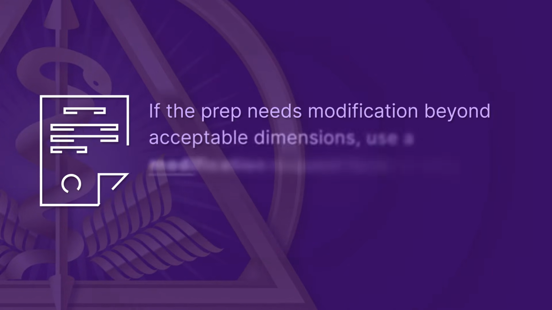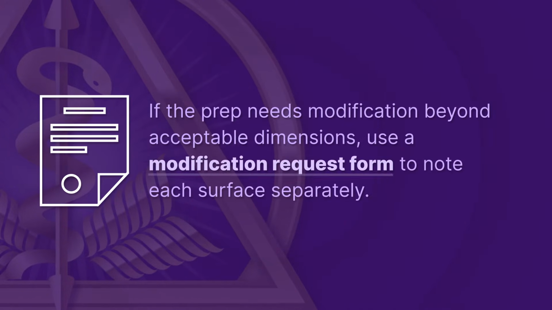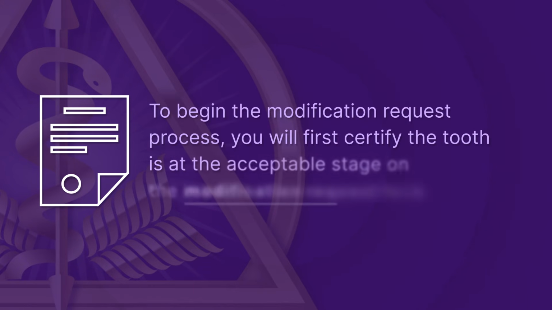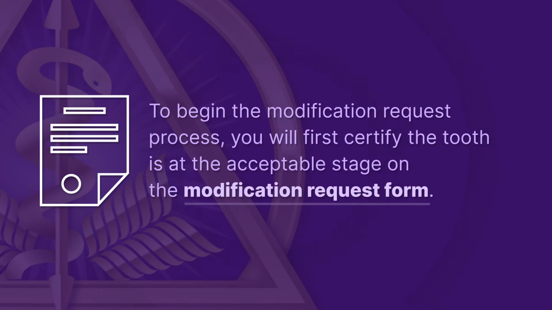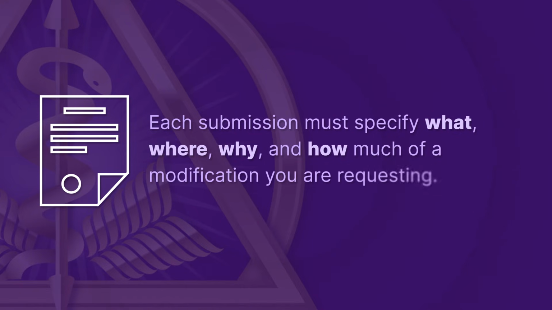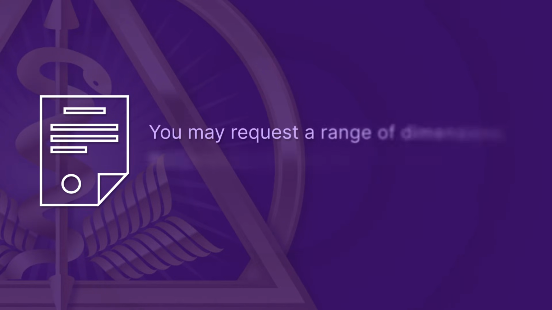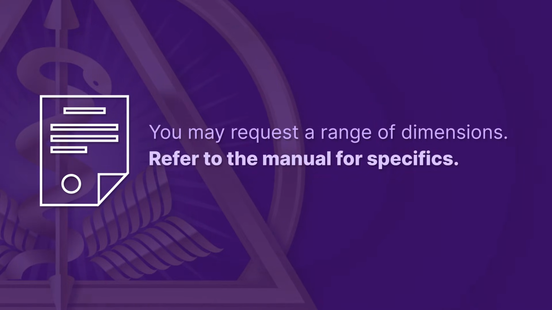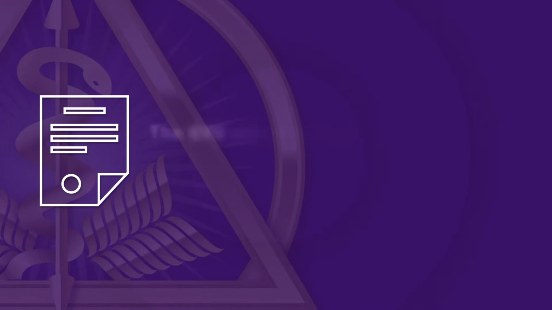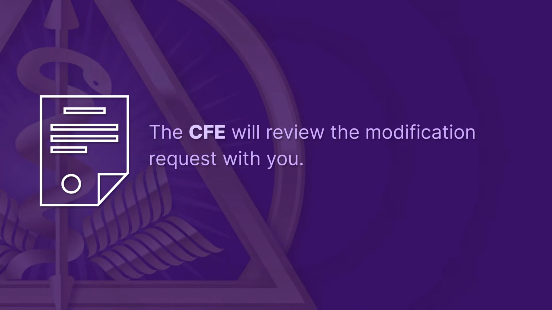If the prep needs modification beyond acceptable dimensions, use a modification request form to note each surface separately. To begin the modification request process, you will first certify the tooth is at the acceptable stage on the modification request form. Each submission must specify what, where, why, and how much of a modification you are requesting. You may request a range of dimensions. Refer to the manual for specifics. The CFE will review the modification request with you.